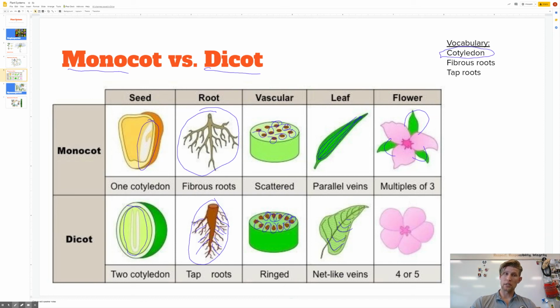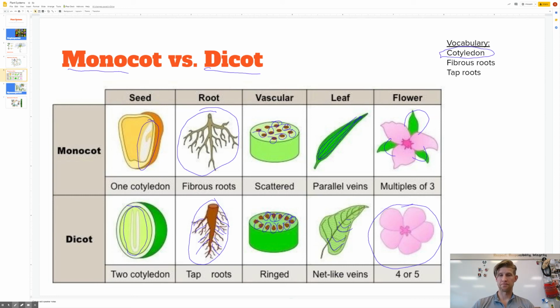Now, the last thing we need to talk about is right here. Their flowers are going to flower in 4 or 5 petals. That's it. It's 4 or 5 petals, and it's good to go. So that's the difference between monocots and dicots, just the really basic part of it.